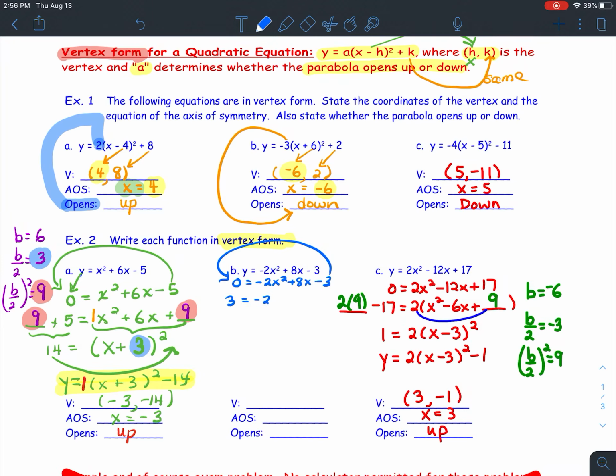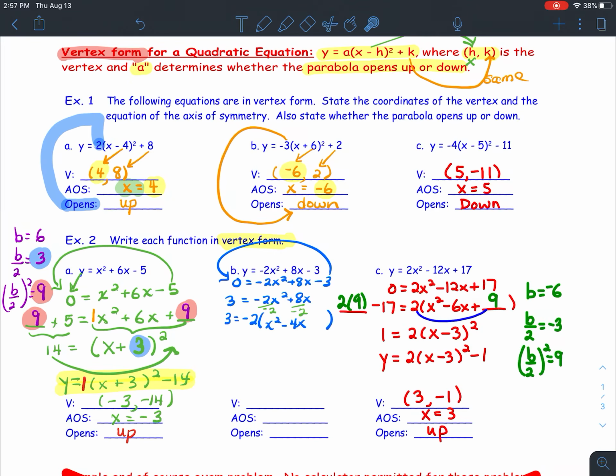Okay. All right, let's try another one of those. So my first step is to take the y out. I'm going to replace the y temporarily with a 0, and then I'm going to bring the c value, which is a 3, over to the other side of the equation. Okay. Now, before I fill in the new c value, I need to make sure my a value is a 1. Okay, in this problem, it's not a 1. So I have to force this number in front of the x squared to be a 1. And the way I do that is I factor out a -2.